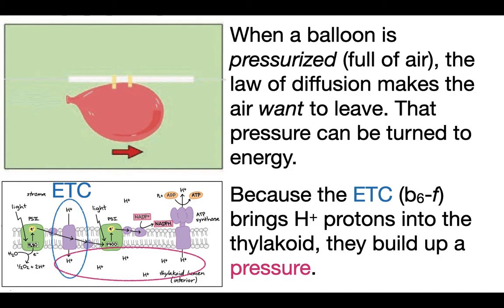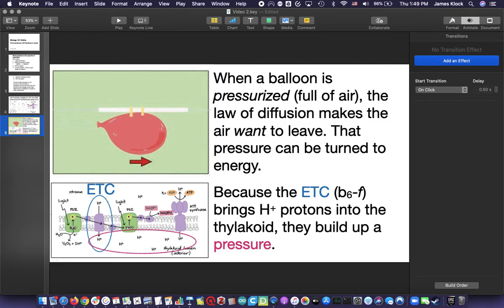Then the ATP synthase has the ability to release that pressure. And it's the release of that pressure that, just like the balloon on the string, is going to allow the ATP synthase to do the work of binding that third phosphate group to an ADP, making it into ATP, the higher energy version. So that release of pressure is harnessed as a kind of chemical energy in the form of ATP.